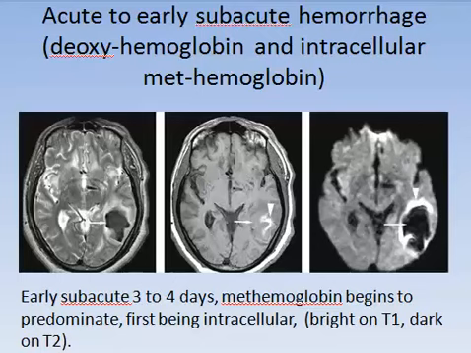So in early subacute, which is a change at the center, the central part is always older than the peripheral part. The central part here is showing bright T1 and dark T2.